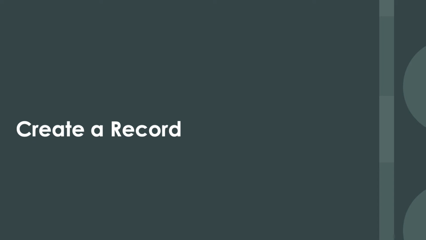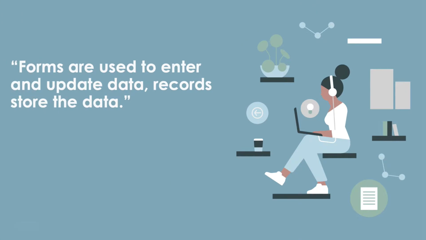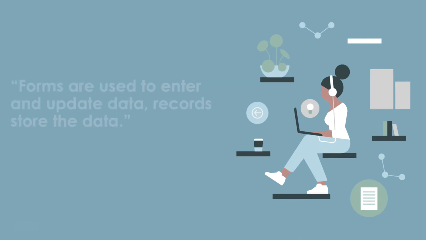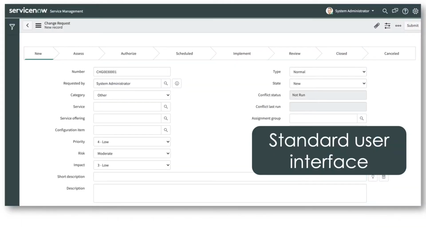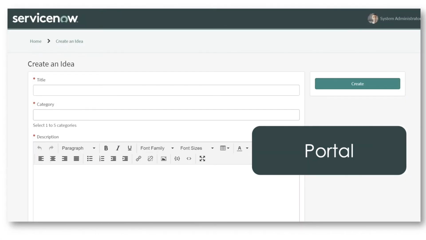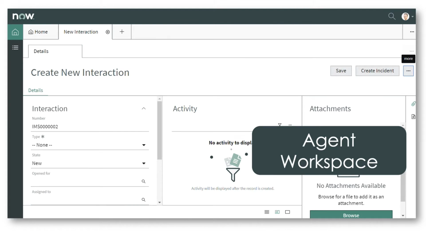Records are the beating heart of what makes the Now platform useful to us. The main method for adding data into the Now platform is through a form. This is a form in the standard user interface. Here's a portal form. And this is a form in the agent workspace. They serve different purposes, and all the data is entered into our database.